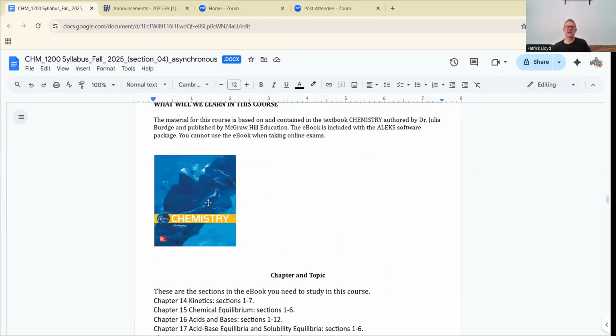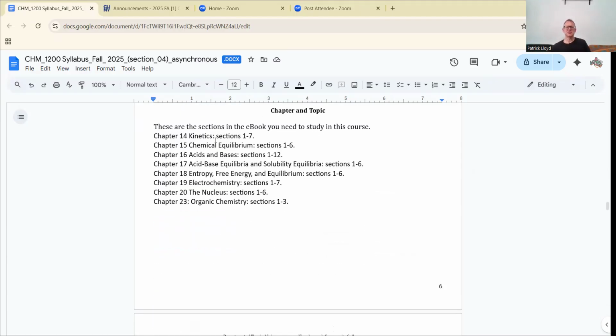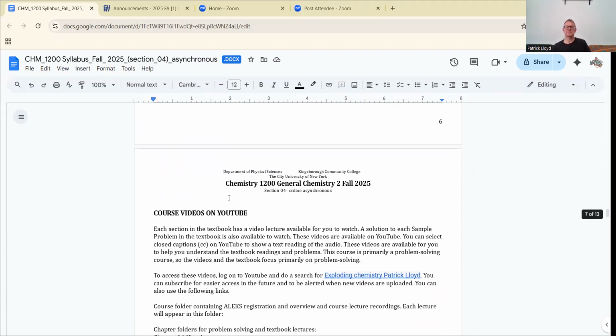Here's a picture of the ebook textbook that comes with Alex. So if you buy the version of Alex that comes with the ebook, you have the whole textbook. Okay. And then these are the sections that we're going to be covering in the course.